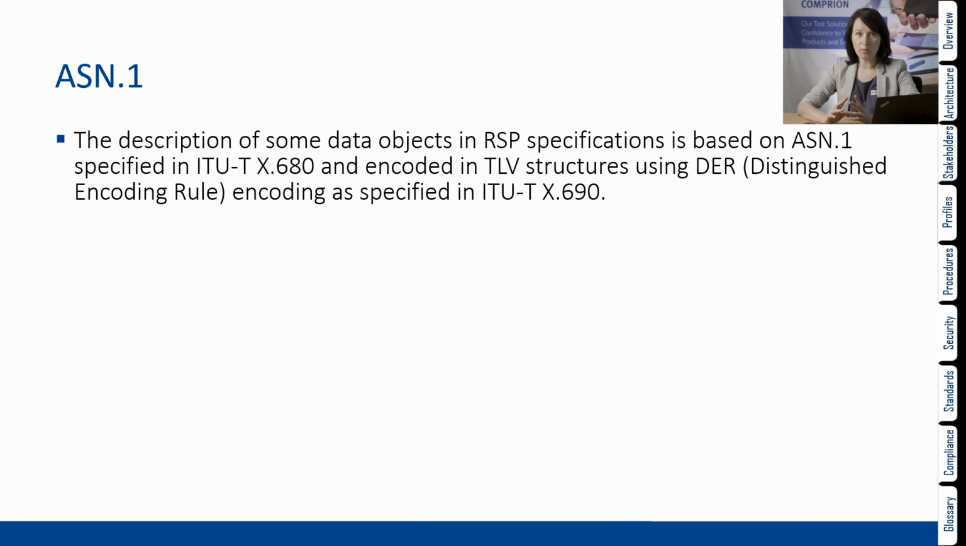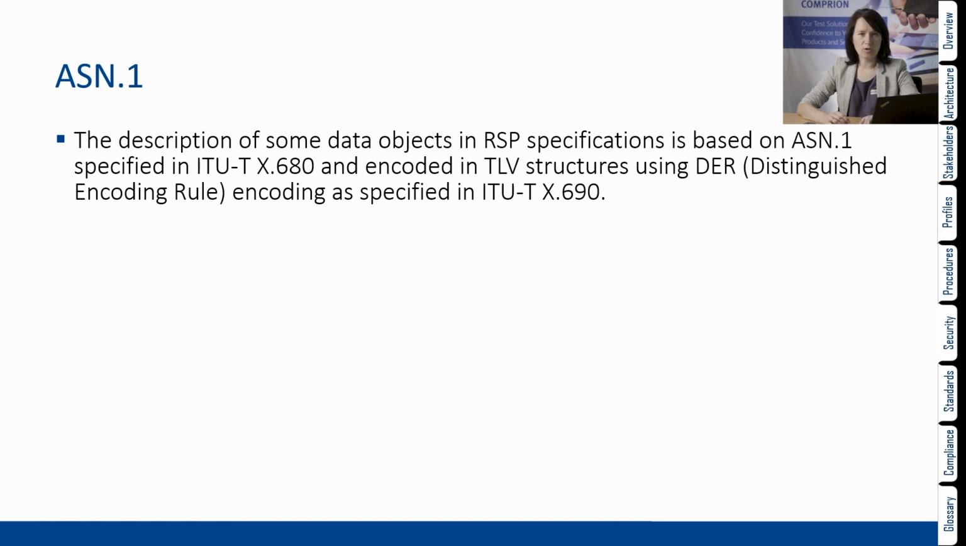So there's one point to mention. There's another type of structures used. It's the ASN.1. This is the description of some data objects in the RSP specifications based on ASN.1, which is specified in X.680 and encoded in the TLV structures using the Distinguished Encoding Rules. And the specifications, this is all given.